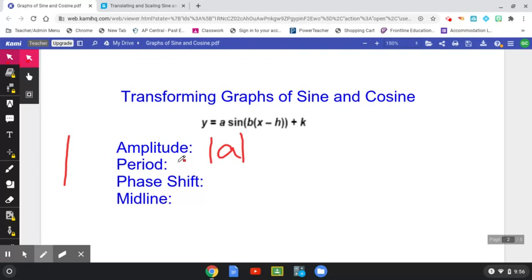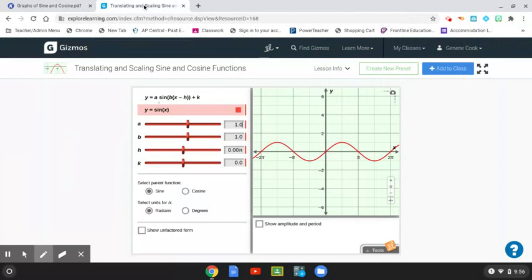So how do we find the new period? All we have to do is take the period of the parent function, which is 2 pi, and divide it by b. And again, this is also sometimes referred to as the frequency. Okay, let's go back to the gizmo.